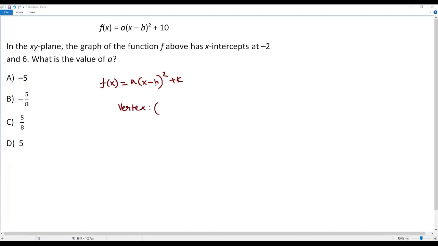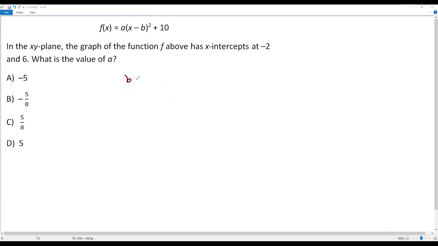To get the vertex, I have to consider the value which has been subtracted from x. That is h. This h represents the x coordinate of the vertex, and the value at the place of k represents the y coordinate of the vertex. So (h, k) is the vertex of this quadratic function. Here, at the place of h we have b, so this b represents the x coordinate of the vertex.